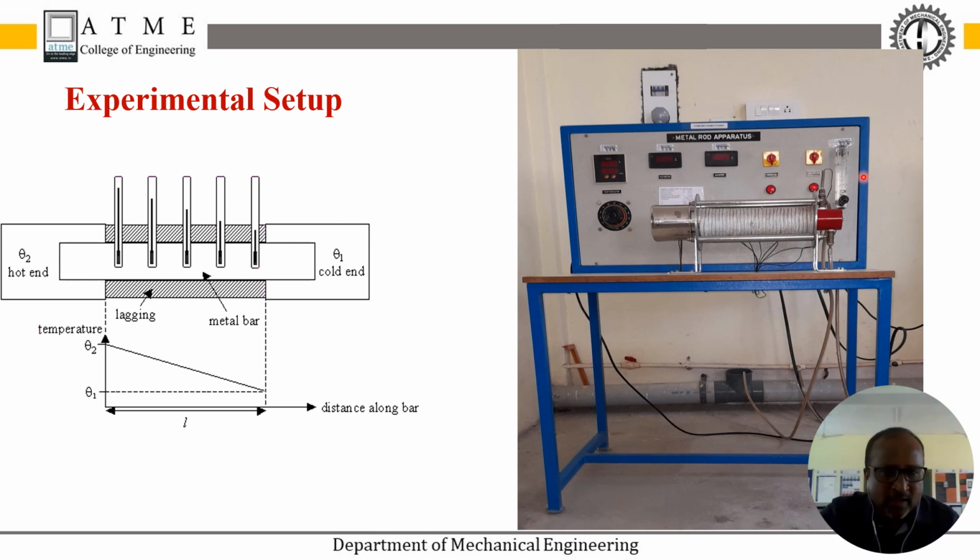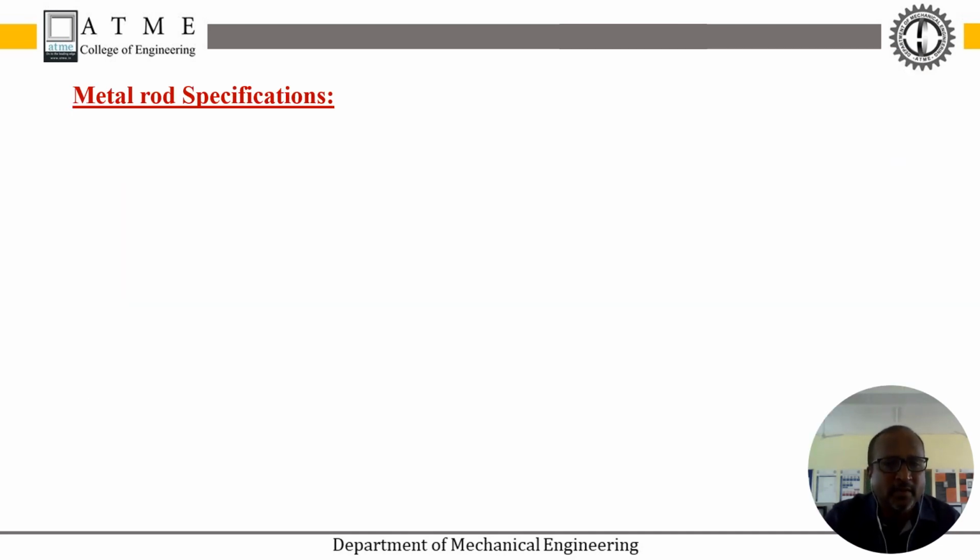You can see here the same setup, and we need to take the temperatures at different points on the metal rod like this. Different thermocouples are put here. Those thermocouples are connected to a digital thermometer here, you can see here, and this gives us the temperature readings. Okay, that's what we are going to conduct. I will show you a demonstration of how to conduct the experiment at the end of this presentation.